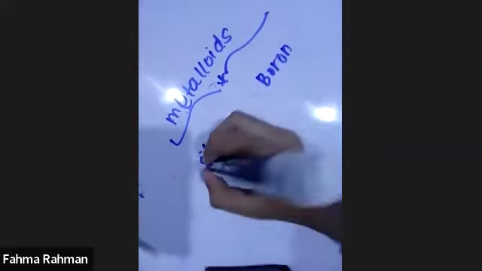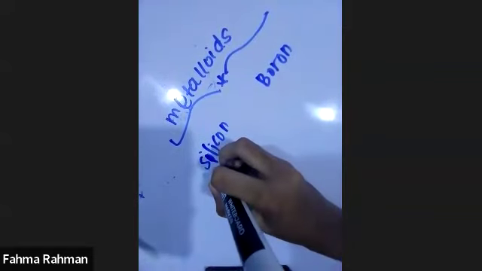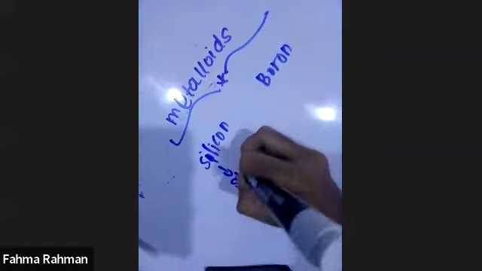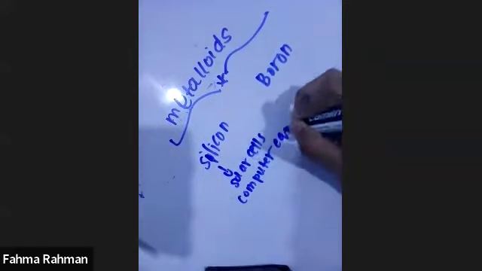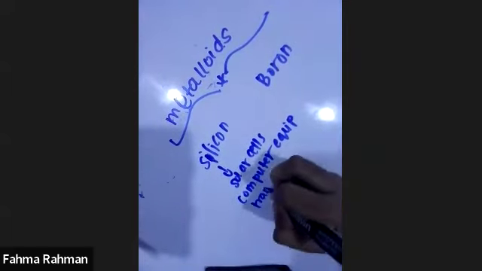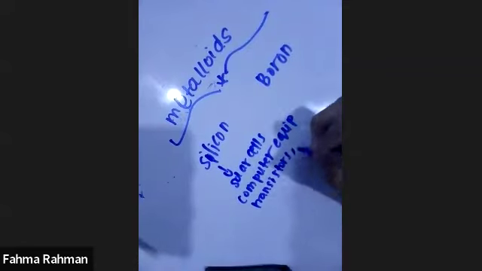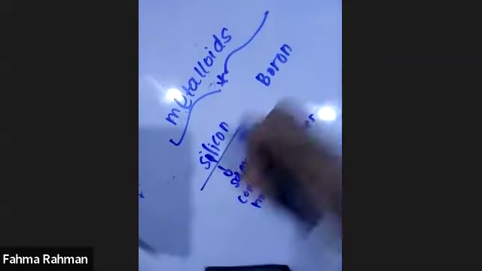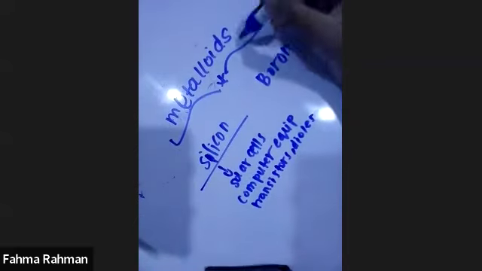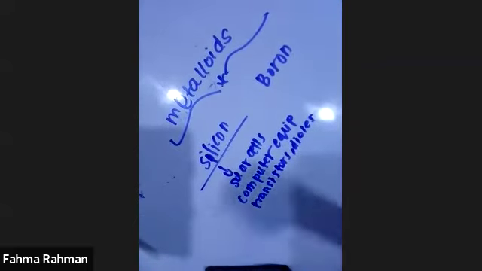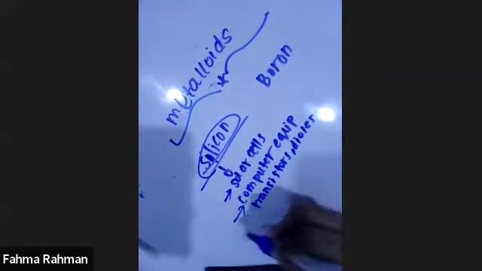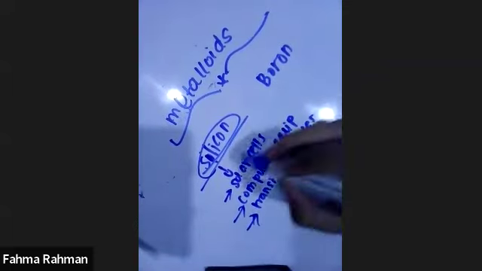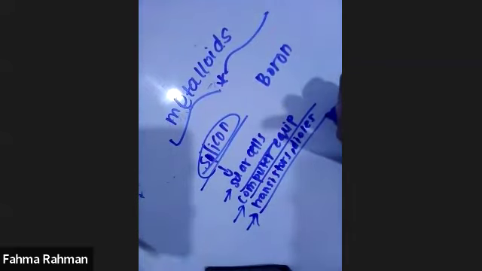So silicon and boron. If you take silicon, you can make solar cells, computer equipment, and then transistors and diodes. So basically, silicon is a metalloid. A metalloid is neither a metal nor a nonmetal. So under metalloids, you have silicon, from which you can make solar cells, computer equipment, transistors, and diodes. These are the uses of silicon.